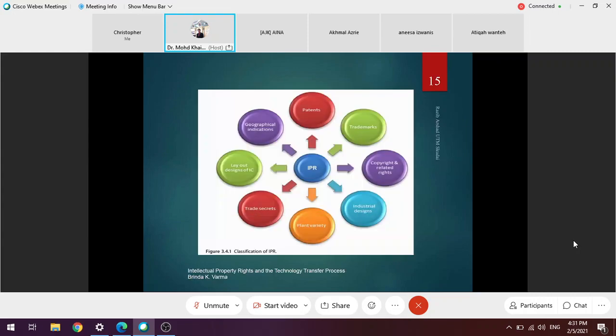So we have a lot of intellectual property rights, such as patents, trademarks, copyrights, industrial design, plant variety, trade secrets, layout design of IC, and geographical indication. For example, we have the melons in Perlis, namely Harum Manis. The name Harum Manis is basically a geographical indication of Perlis. So you cannot use the same name, Harum Manis, for mango in Johor, for example, because they already filed for the geographical indication. This becomes part of the tourism and the image of the state and so on. So this is the thing that you have to know.